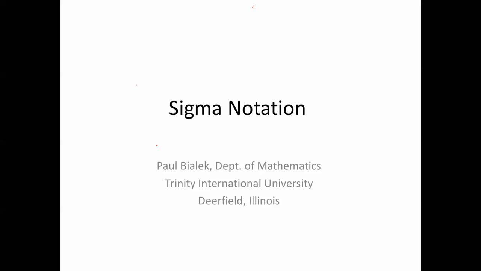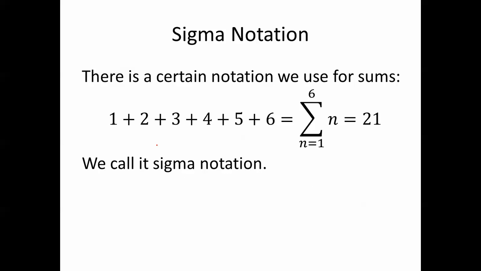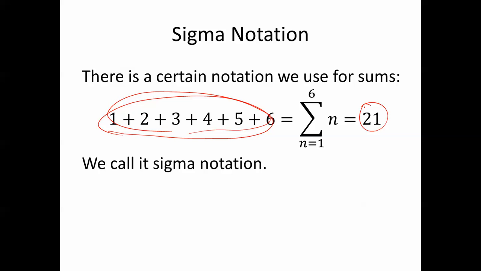Let's look at sigma notation. There is a certain notation we use for sums. 1 plus 2 plus 3 plus 4 plus 5 plus 6 is the sum as n goes from 1 to 6 of n. And in this case, the sum is 21. It adds up to 21. We call this notation sigma notation because this is the Greek letter sigma. It's a capital sigma.